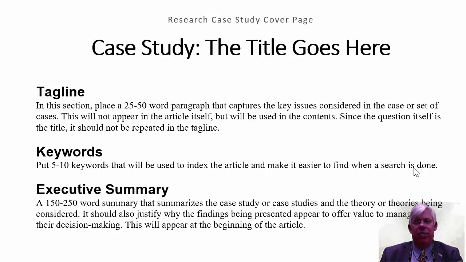You want a series of keywords. These will not appear in the article, but they will help researchers find the article when they're searching at some later date and it's been published. And then you want an executive summary, which will be in the article, and this is the short summary of why the case study or the set of case studies that you've written and the theory are something that a manager should know, and why your findings are interesting. And the idea is that when a manager reads the executive summary, you want them to decide it's worth the investment to look at the larger article.